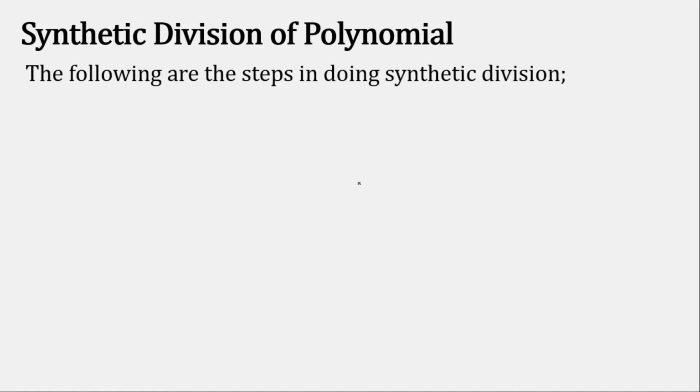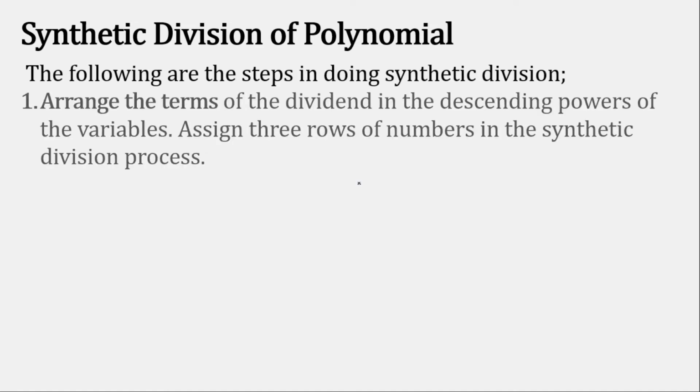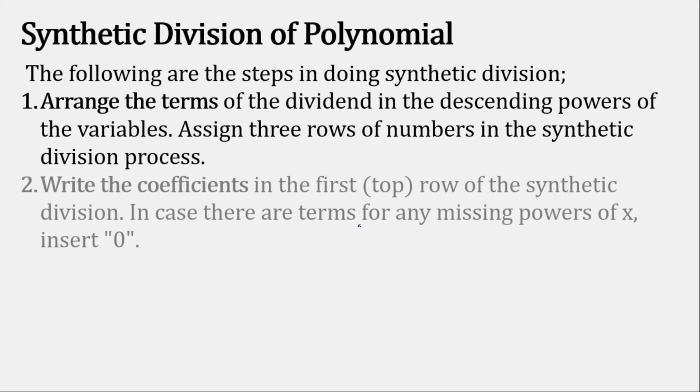So the following are the steps in doing synthetic division. First, we need to arrange the terms of the dividend in descending power of the variable. Assign 3 rows of numbers in the synthetic division process. Second, write the coefficients in the first row of the synthetic division. In case there are terms for any missing power of x, insert 0.